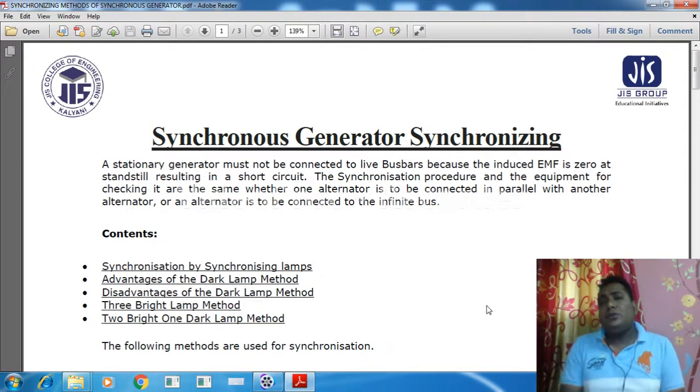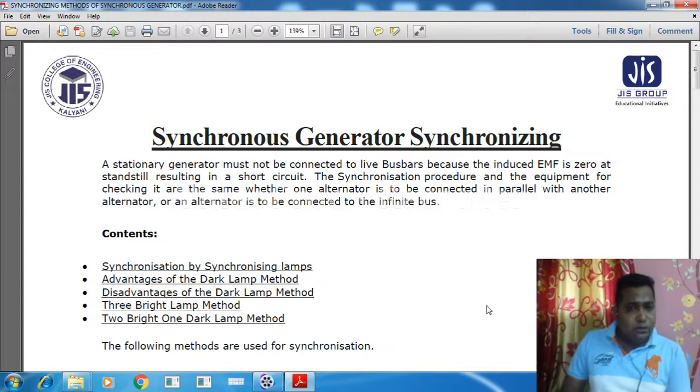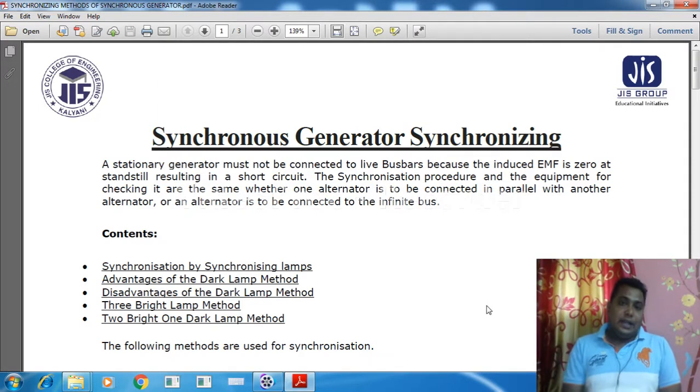Here we should know two terms: the running alternator and the incoming alternator. The running alternator is the alternator which is already connected to the load system and is already live. The incoming alternator is the one we have to connect; till now it is not connected to the running system. That alternator is known as the incoming alternator.